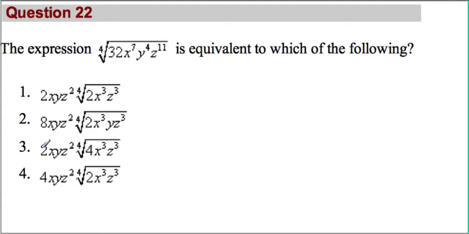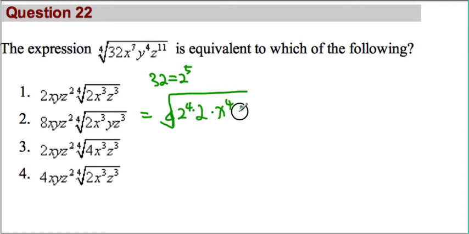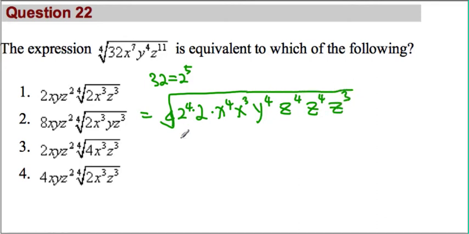Alright, let's look at number 22. We want to simplify this one. Notice that index is 4. That means we are looking for 4th power. Now, to do this one, what is 32? 32 is, in fact, when you do the prime factorization, you will get 2 to the 5th power. So I'm going to rewrite this one using the number index 4. So 4th root of 2 to the 4th power times 2 times x to the 4th power times x to the 3rd power times y to the 4th, which is great, times z to the 4th, z to the 4th, and z to the 3rd power, which makes 11.